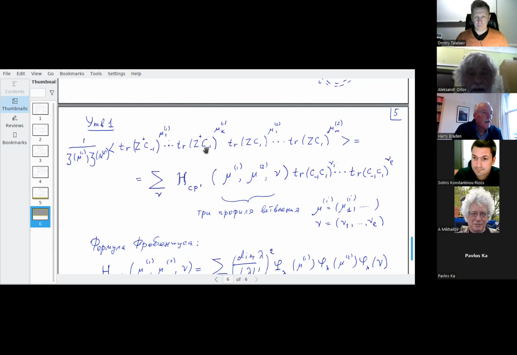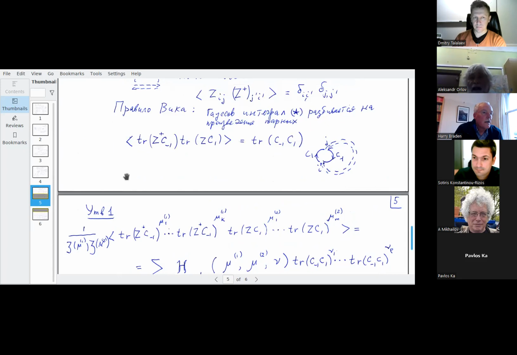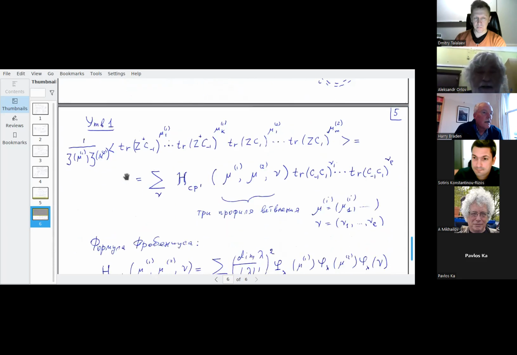And the Wick rule gives us the following. We should glue these arrows, and gluing these arrows is exactly a way to glue polygons on the covering surface. So this average has an automorphism factor, and these are preimages of one polygon, these are preimages of the second polygon, and as a result we have this sum. Maybe it is better to explain why we have this product each time.